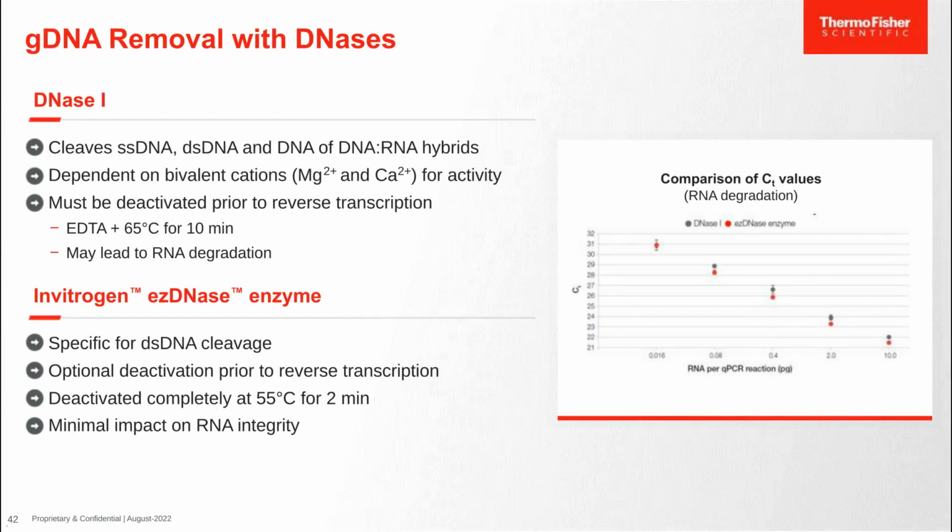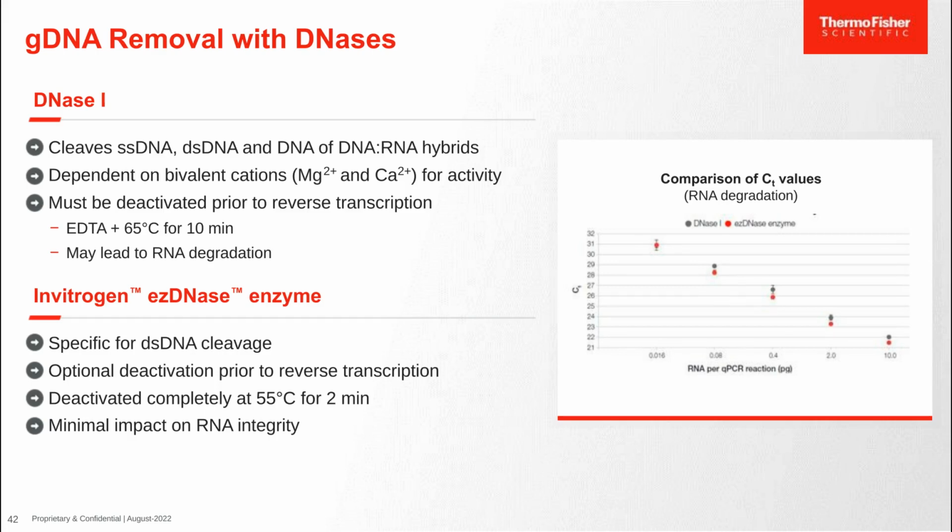Invitrogen Easy DNase enzyme has been designed to be specific for double-stranded DNA cleavage. As such, it will not degrade your single-stranded primers or cDNA when in the reverse transcription reaction. Easy DNase can be easily deactivated at 55 degrees Celsius for 2 minutes if desired, but this step is not necessary due to the enzyme's double-stranded specificity. If you choose to complete the inactivation step, however, because it is performed at a lower temperature and for a short time, the integrity of the RNA is less impacted.